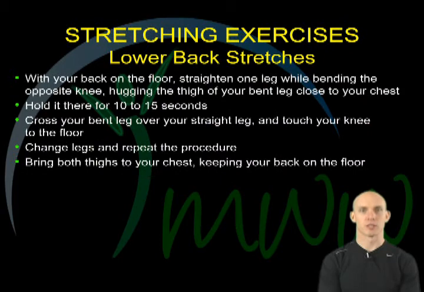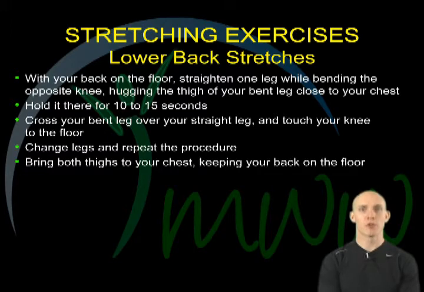Lower back stretches. Lying down with your back on the floor, straighten one leg while bending the knee of the other leg, and bring the thigh of your bent leg as close as possible to your chest. Hold it there for 10 to 15 seconds. Then cross your bent leg over your straight leg and touch your knee to the floor. Try to keep both shoulders on the ground while you do this. Repeat this same procedure with the other leg.